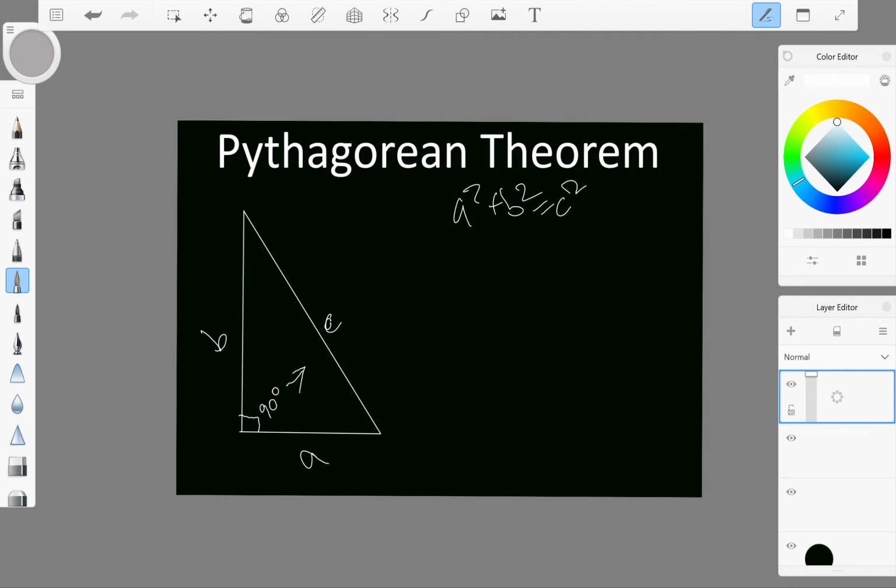A Pythagorean triple is basically just the value of A, comma, value of B, comma, value of C. So in that case, it would have been 3, 4, 5. Now, another way is, let's say A is 6, B is 8. Now, you could solve this all. 6 squared plus 8 squared equals C squared, and so on, right?